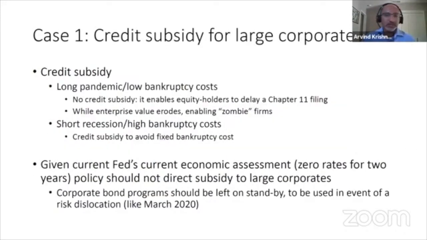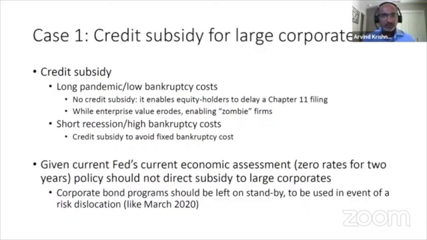So take that now, and let's think about the problem of a credit subsidy to a large corporate. If the pandemic is expected to last a long period, or if bankruptcy costs are low, then optimal policy doesn't subsidize credit. Really, such a policy is misguided because it simply prolongs the problem and enables zombie firms. On the other hand, if the recession is short or bankruptcy costs are high, then policy can beneficially subsidize credit. So the issue for the large firm is more nuanced than the issue for the small firm.